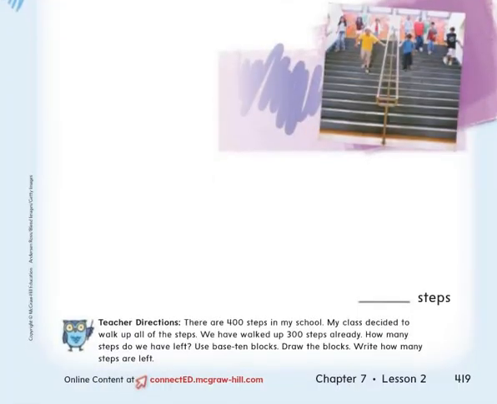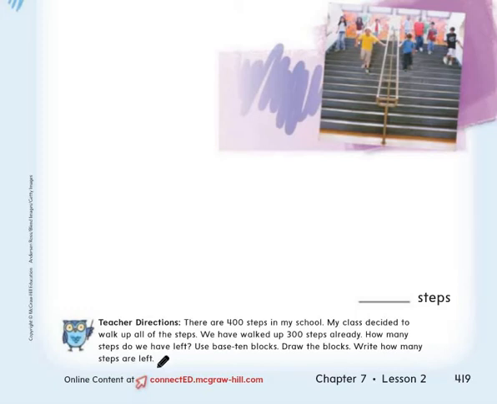Let's start with the story. There are 400 steps in my school. Here they are. My class decided to walk up all of the steps. Interesting. We have walked up 300 steps already. Good. How many steps do we have left? What do you think, grade 2? How can you find how many steps they have left?